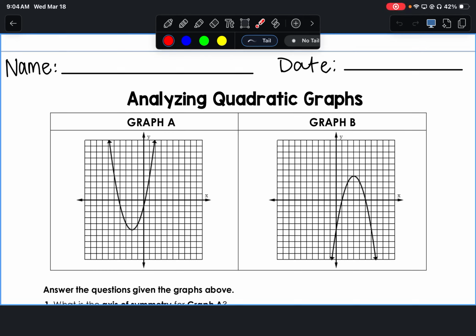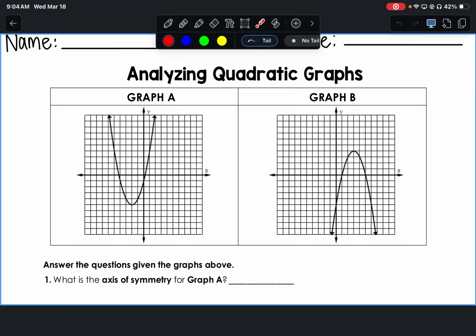So we're going to go through all of the key parts of graph A, and then y'all are going to do graph B. So for graph A, we have to start with looking at what is the axis of symmetry for graph A. That's question 1.